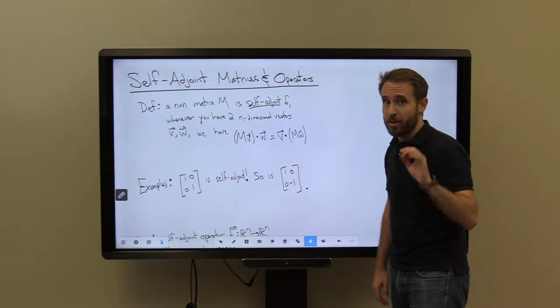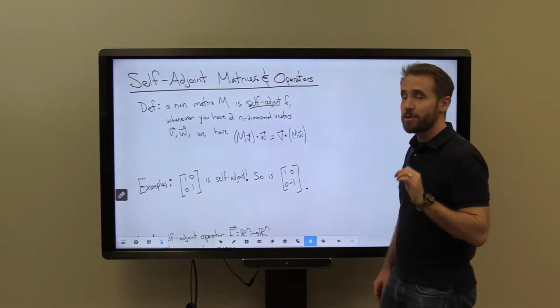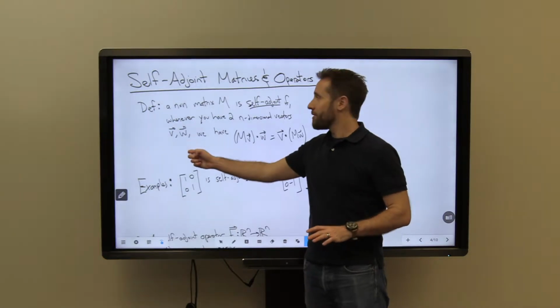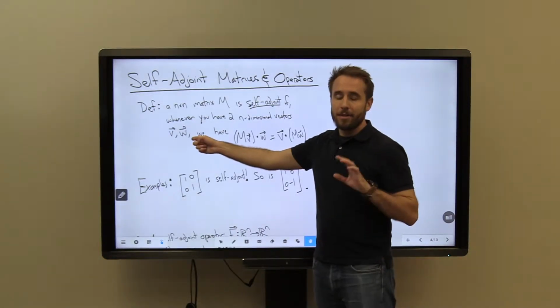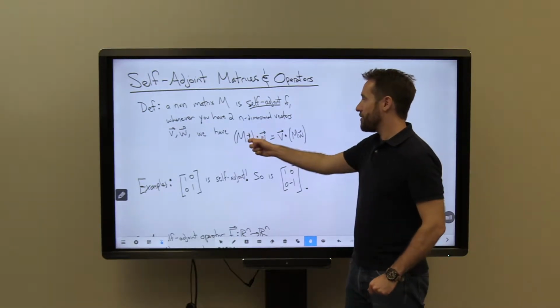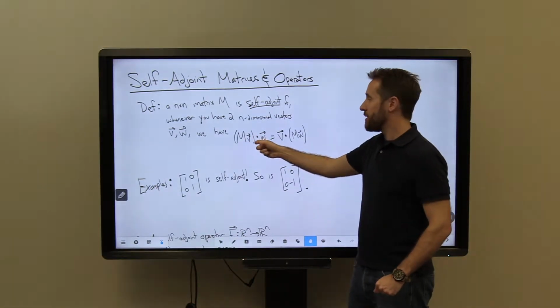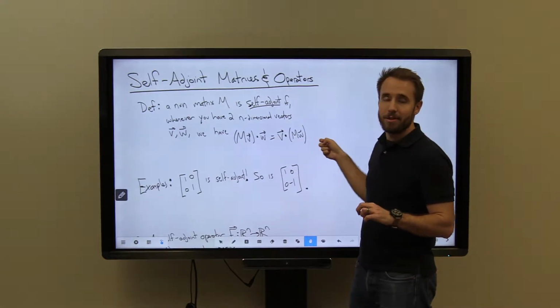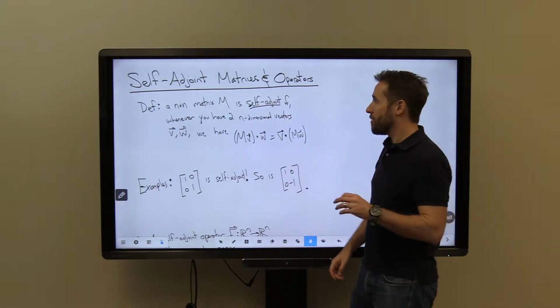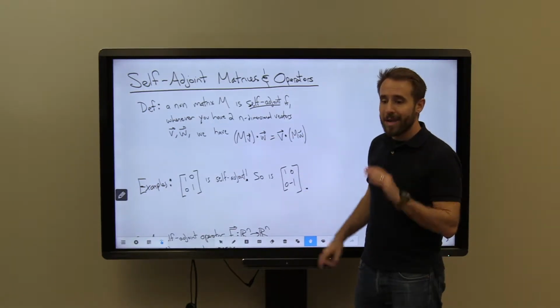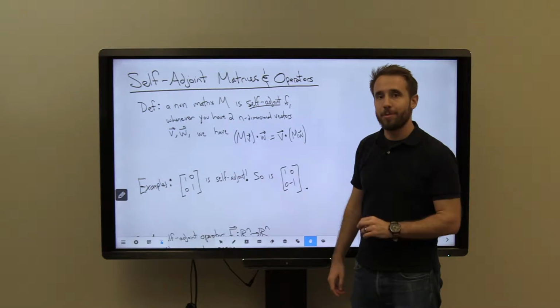So a square matrix, an n by n matrix, is self-adjoint if, whenever you are given two n-dimensional vectors, v and w, your matrix satisfies the equation where you take the matrix m times v and dotted with w, that is equal to v dotted with mw. Right? So your matrix is called self-adjoint if this equation holds true for any two vectors v and w.